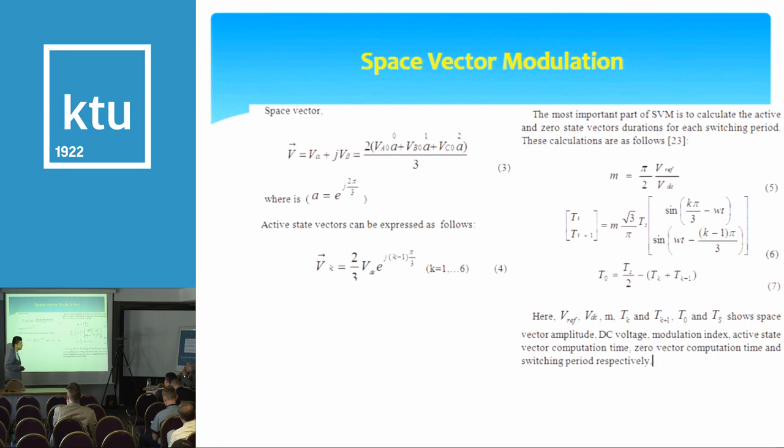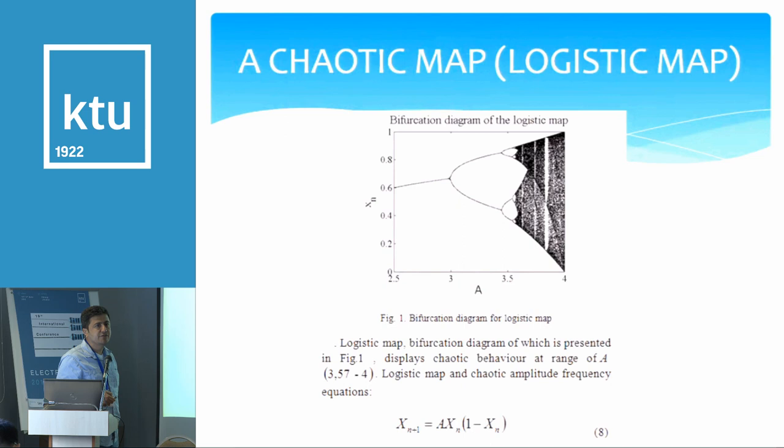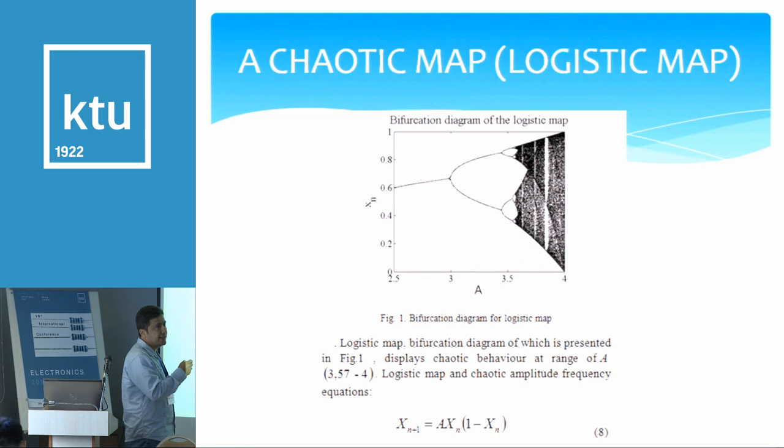We use the logistic map, which is a well-known chaotic map. Its formula is in equation 8. This is a chaotic map, its name is the logistic map, and A is the parameter. And this is a graphic of the logistic map bifurcation diagram. This axis is xn, and this axis is the parameter A.